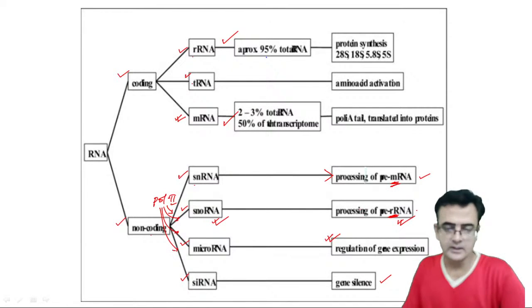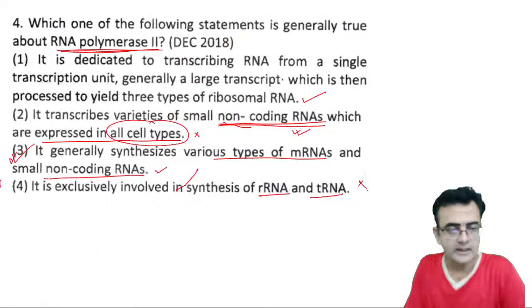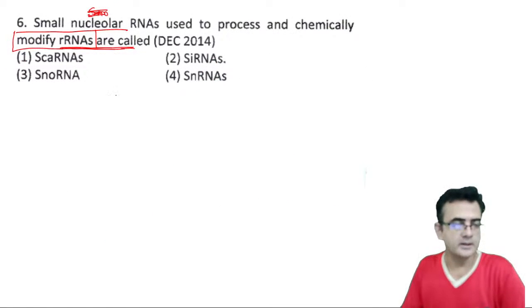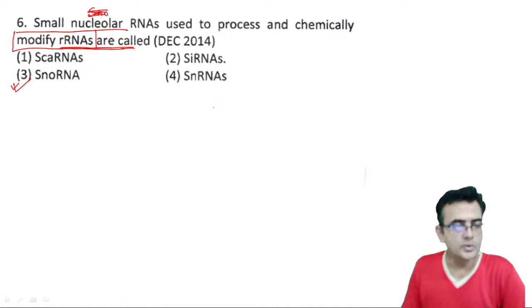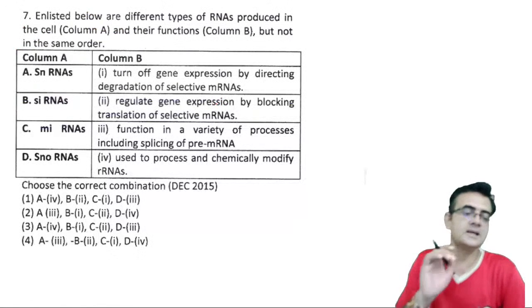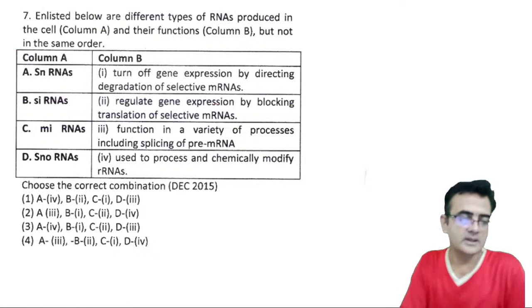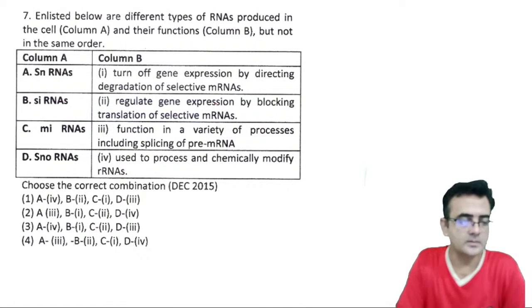So you can make different kinds of mnemonics by using this table, because many questions they are asking. Okay, so here the answer is snoRNA, right? Here the answer is the third number. So the snoRNA is responsible for the modification of the pre-rRNA, right? That's what they are asking. Okay, again, many times they ask this question. So certainly they can ask it maybe in the B section or in the C section. It depends upon the complexity of the question.